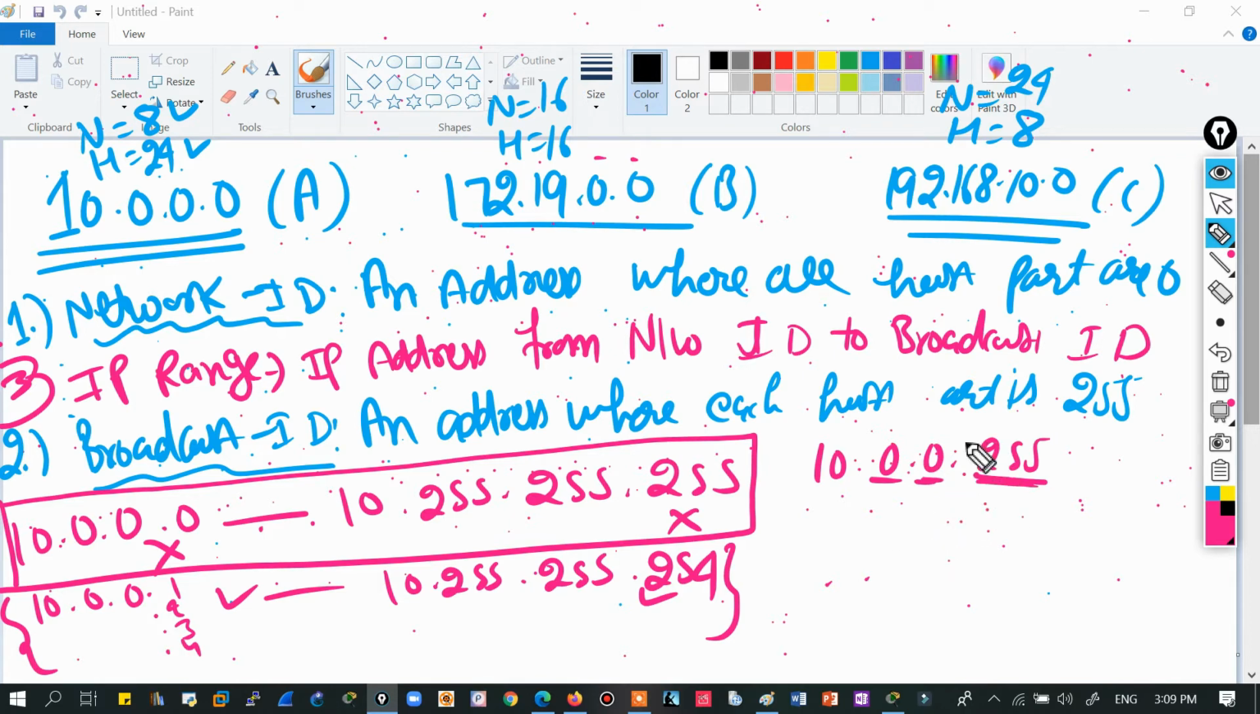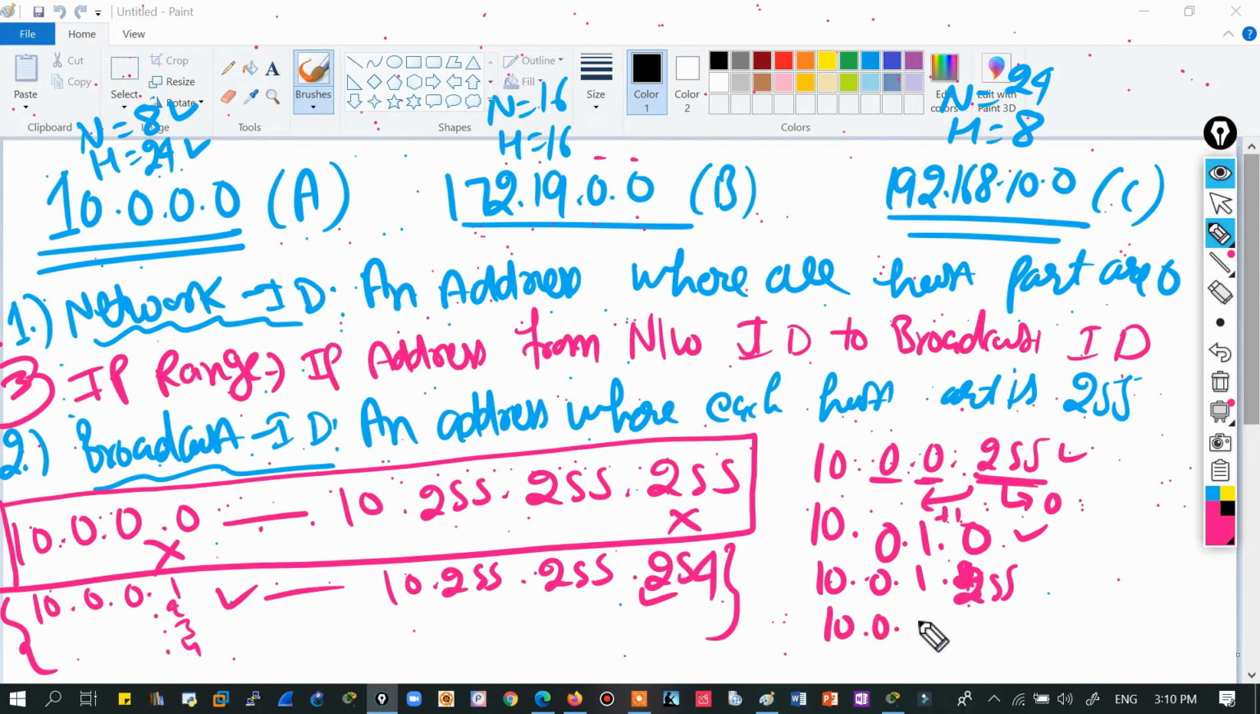What should be the next IP after that? It should be 10.0.1.0: the 255 becomes 0 and it adds 1 to the previous octet. This is a valid IP. What should be the next valid IP? 10.0.1.1. What should be the next? 2, 3, 4, again up to 255. What should be the next valid IP? 10.0.2.0. Again this is a valid IP. In this way, you can see we can assign a large number of IP addresses.